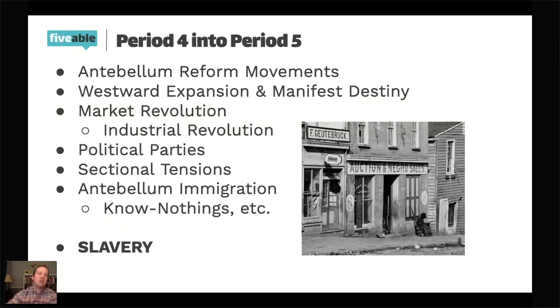So that's kind of your transition in period 4 to 5. I would say one thing, and that is the market revolution is not explicitly connected to slavery in the way that, say, antebellum reform movements would be with, say, abolitionism.